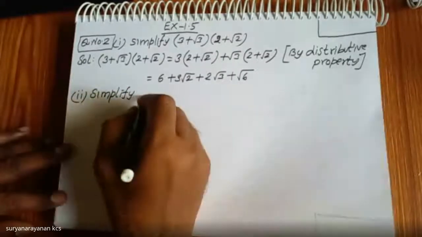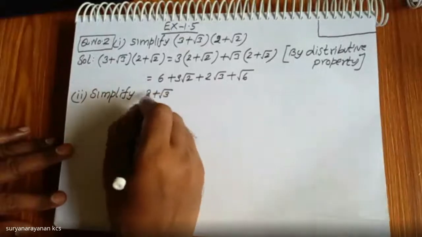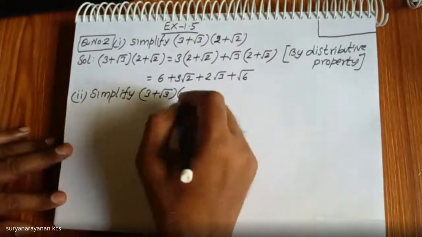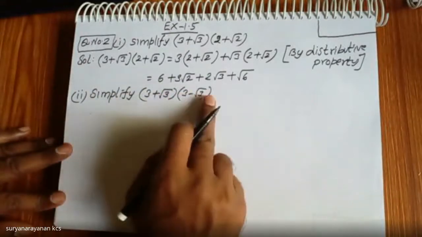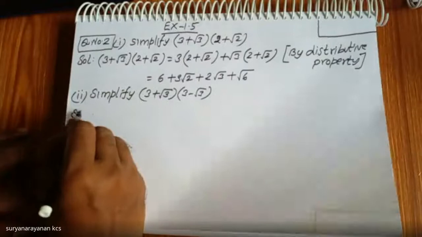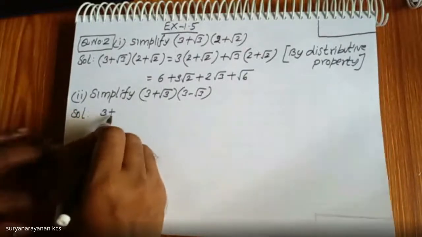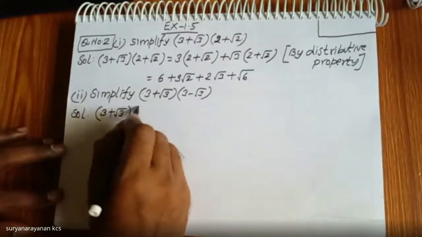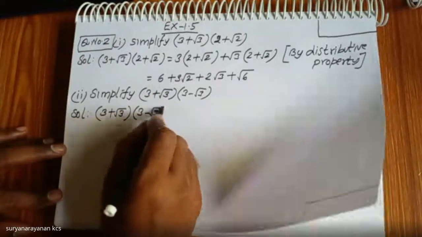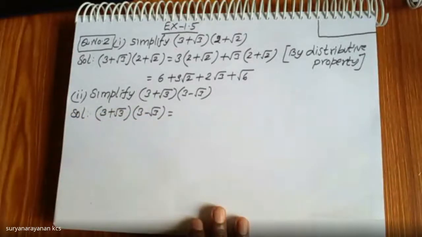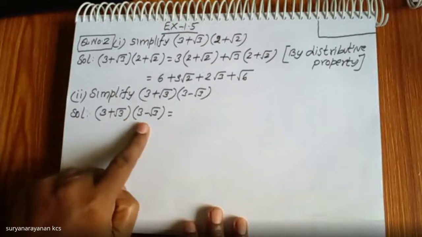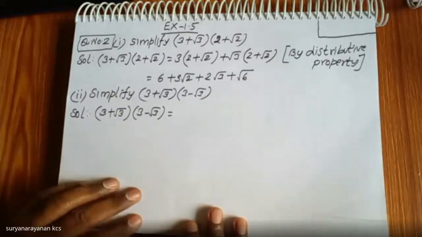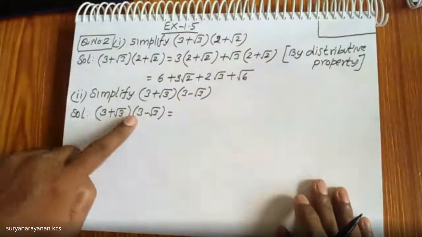Simplify (3 plus root 3) into (3 minus root 3). We have to multiply these two irrational numbers. If you observe these two algebraic expressions carefully, you can identify that they are in the form of a plus b into a minus b.